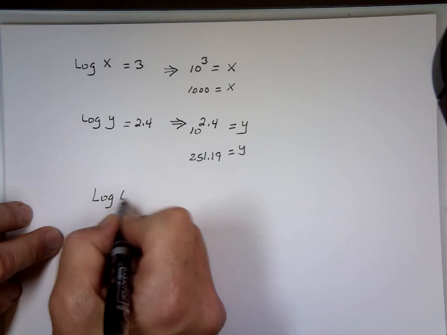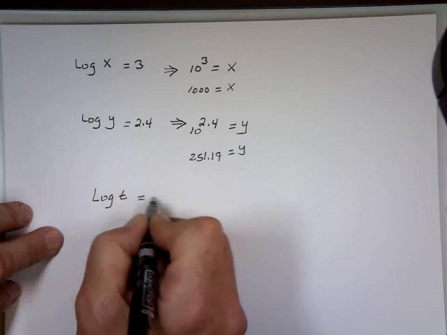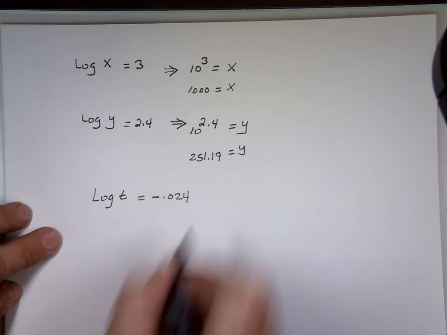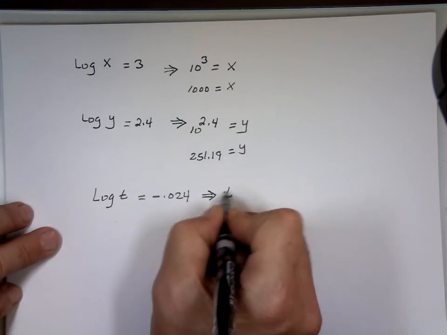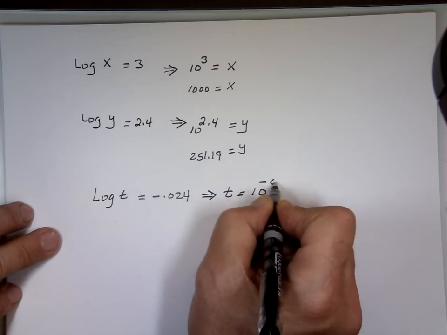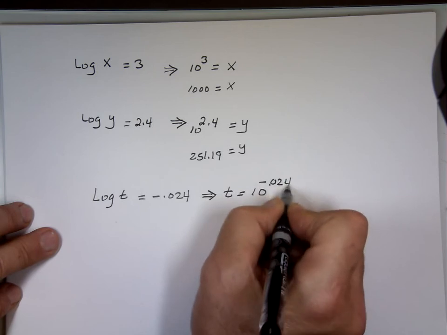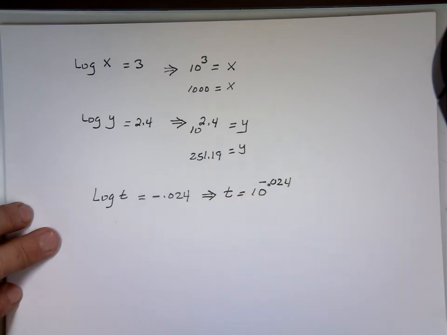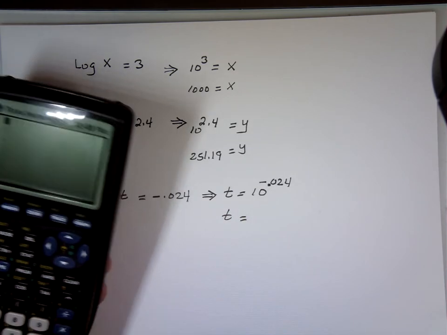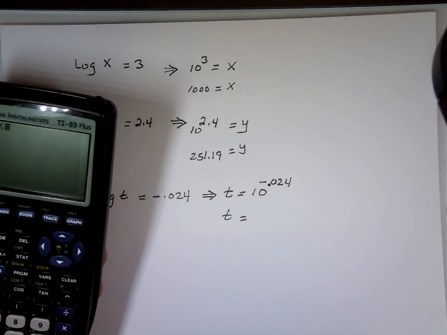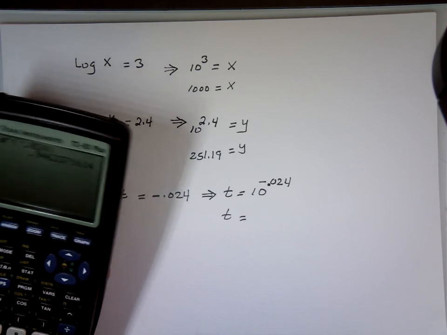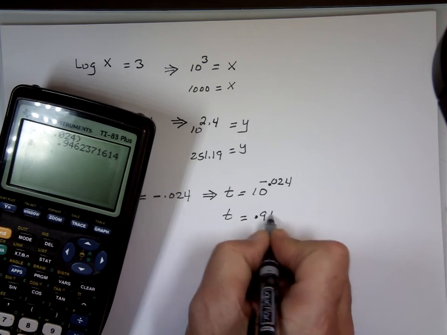Log t equals negative 0.024. What is t? t equals 10 to the power of negative 0.024. Go to my calculator, second log, negative 0.024 is 0.946.